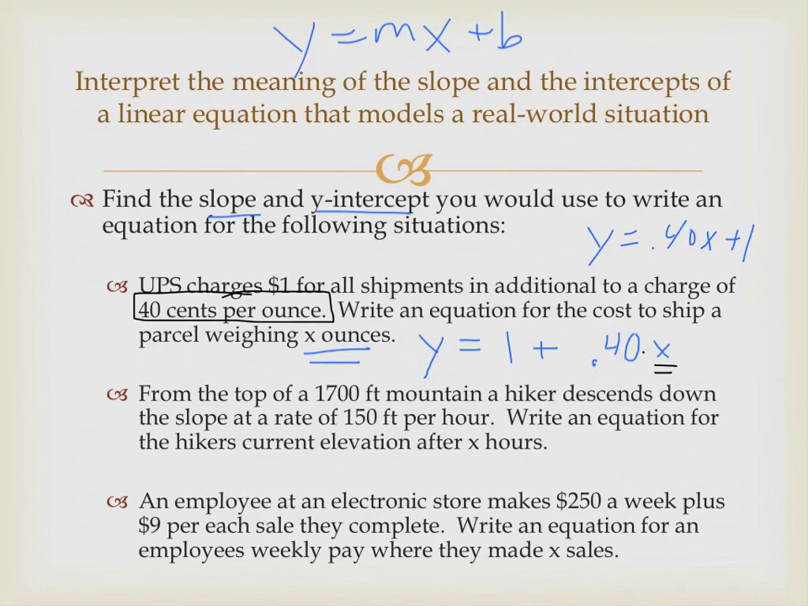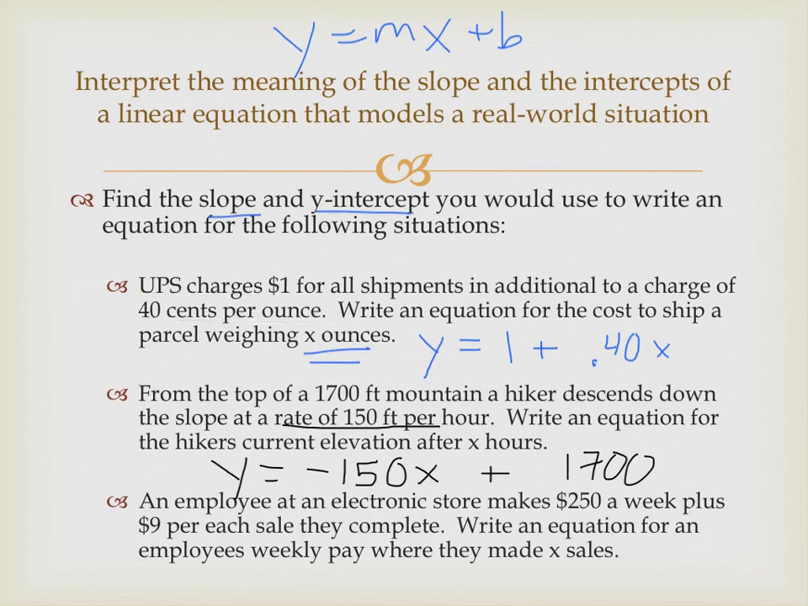So now let's try the second one. All right, so from the top of a 1,700-foot mountain, a hiker descends down the slope of the mountain at a rate of 150 feet per hour. Write an equation for his current elevation. Well, at time 0, and I'll write the y-intercept second this time because I feel like it. At time 0, we'll think of y as the output or the elevation. At time 0, the elevation is 1,700. However, he's decreasing at a rate of 150 feet per hour. So x is the number of hours, so negative 150 feet per hour times x plus that 1,700.